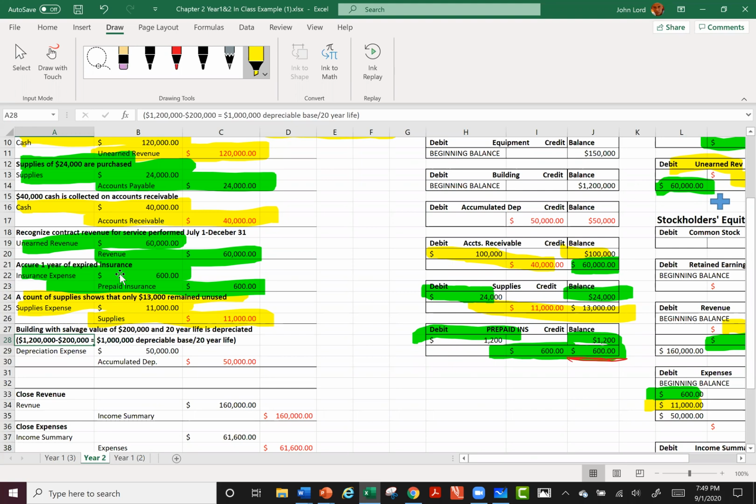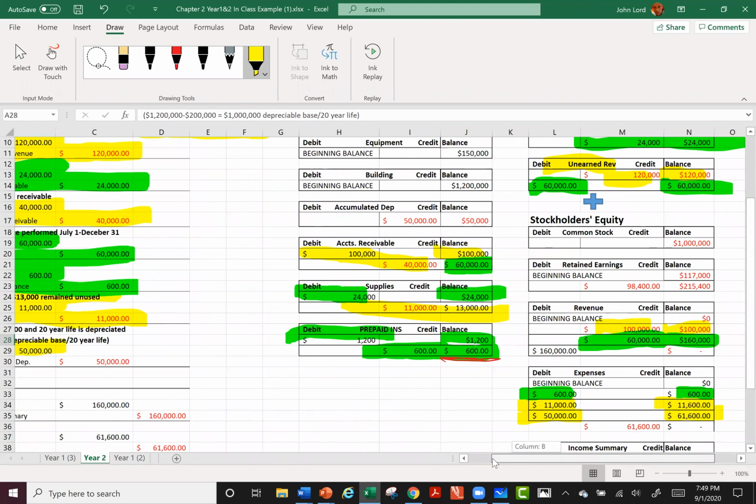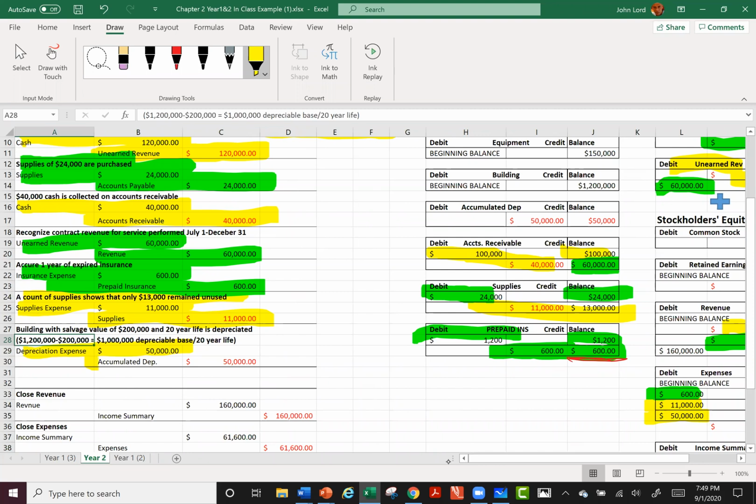Now, that means that some of the future economic benefit of that building in this example has expired. So I go ahead and I estimate that 50,000 has expired. So I debit my depreciation expense, 50,000. And I go ahead now, my expenses are 61.6 now, adding it to my other expenses. And then I credit an account called accumulated depreciation. Sometimes students want to take that straight to the building account.